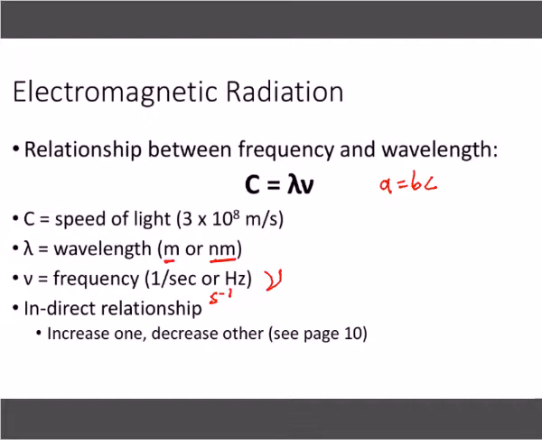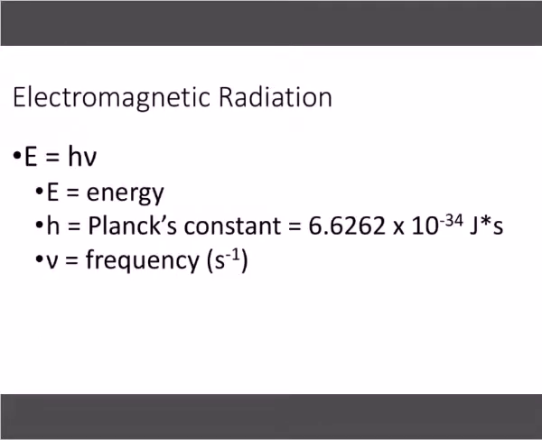This is an indirect relationship. If one goes up, the other one has to go down. So let's do an example problem here in just a second. The other type of equation we can see is how energy is related. So we talked about these relationships. Even though, like I said, you're most likely not going to see the equations on your Regents exam, you still have to understand how energy is related to wavelength or frequency, and how wavelength and frequency are related.